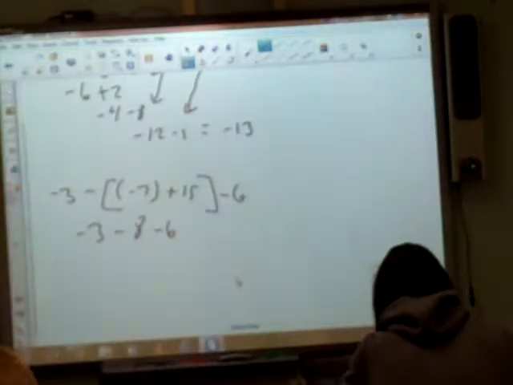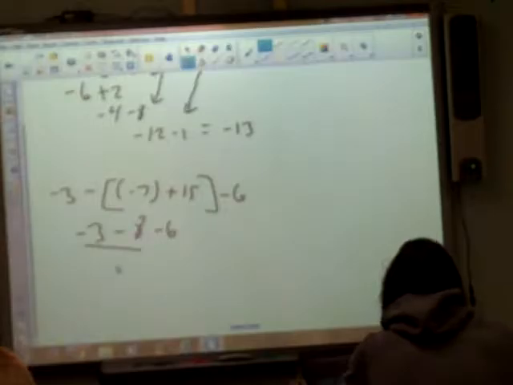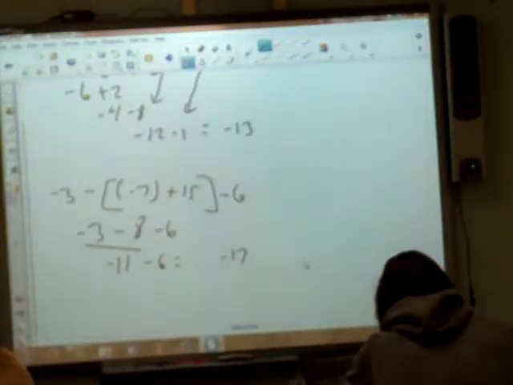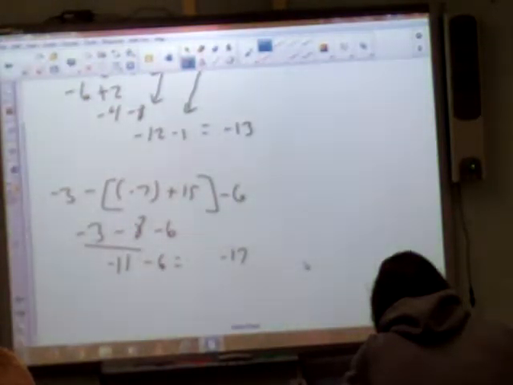Okay, so all subtraction. Let's go left to right. What's negative 3 minus 8? Negative 11. Now bring down your minus 6. Okay, negative 17.